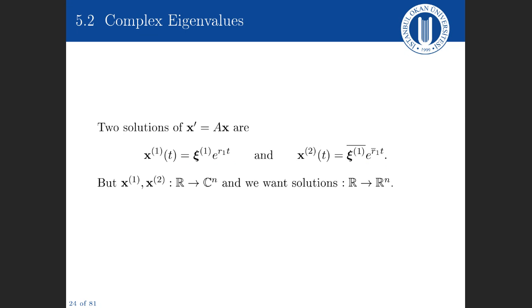But these are complex valued functions. These are functions which map from the real numbers to Cn. They map from R because the t we're going to put into the function is a real number, but we're being given a complex vector. And we don't want this. We want solutions which map from the real numbers to Rn. So what are we going to do? We had a similar problem in chapter 3. We're going to use the same idea here.